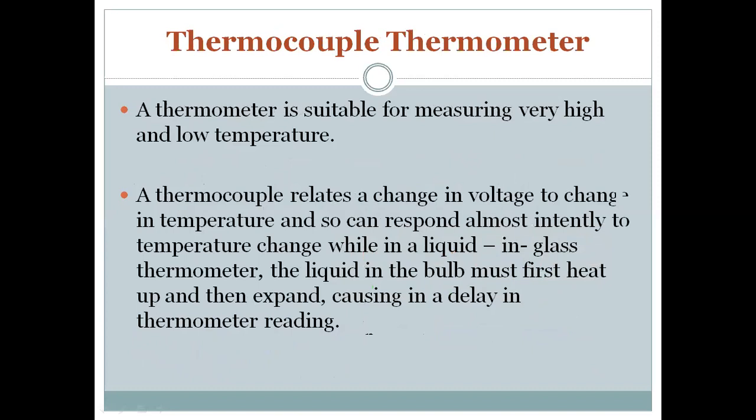At the end, the thermocouple thermometer is suitable for measuring very high temperatures and very low temperatures. The thermocouple relates a change in voltage to a change in temperature, and so can respond almost instantly to temperature change, while in a liquid in glass thermometer, the liquid in the bulb must first heat up and then expand, causing a delay in the thermometer reading. So these are the main differences between the thermocouple and the liquid in glass thermometer.